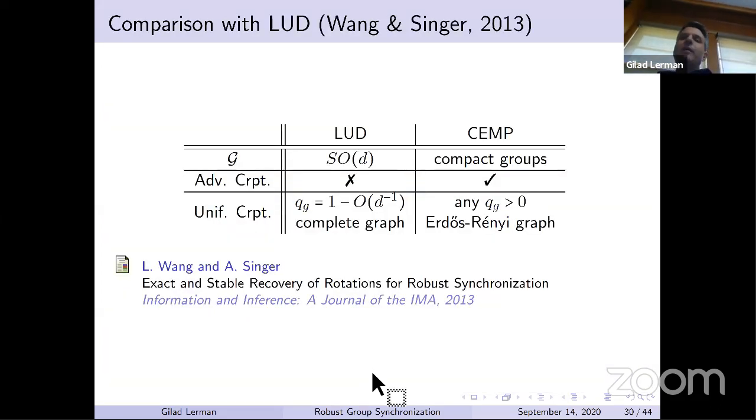Just to put things in context, let's go back to the previous theorem that I reviewed of Lanhui, Wangel, and Mitzinger. Their theorem was about SO(d) synchronization, and we can talk about any compact group synchronization. They did not address adversarial corruption, while we had a theory for adversarial corruption. For the uniform corruption, they assume a complete graph, and they had a certain restriction on their corruption probability, or here it's the good probability. We can have any corruption probability and an Erdos-Renyi graph.